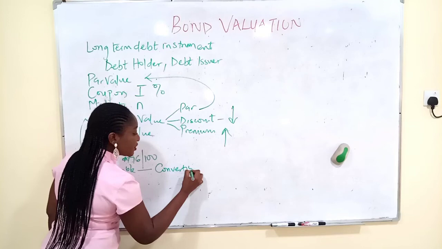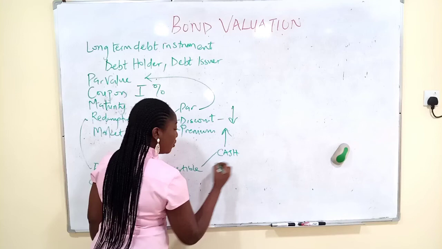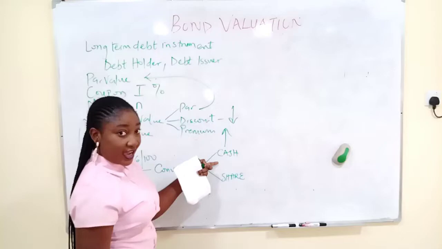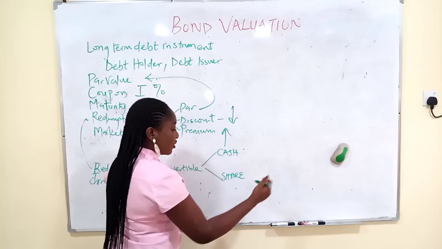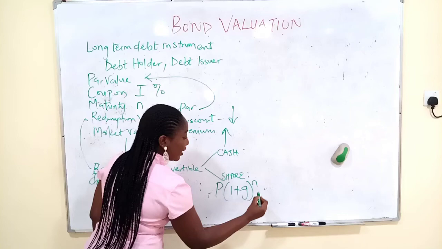And I mentioned convertible debt, the cost of debt, as it gives the debt holder an option to convert to either cash or share value. So the higher is what is usually picked. And I told you that if it is cash, they'll tell you that it is redeemable at premium or at discount, so you just calculate the value. But if it is share, the share value will be P times (1 plus growth rate) raised to the power N, times R. Do you understand?